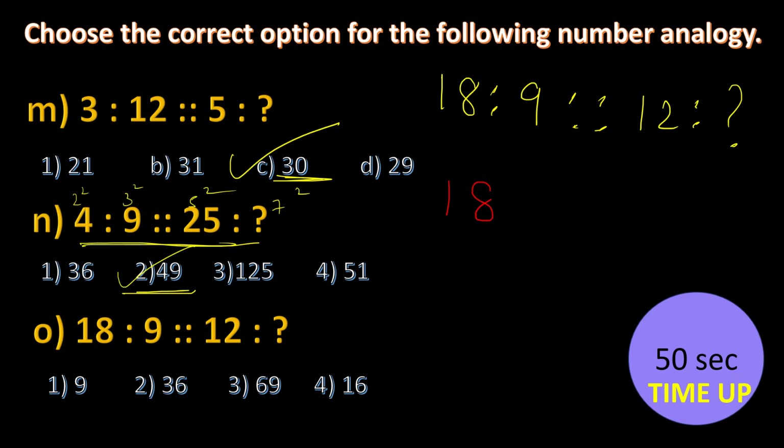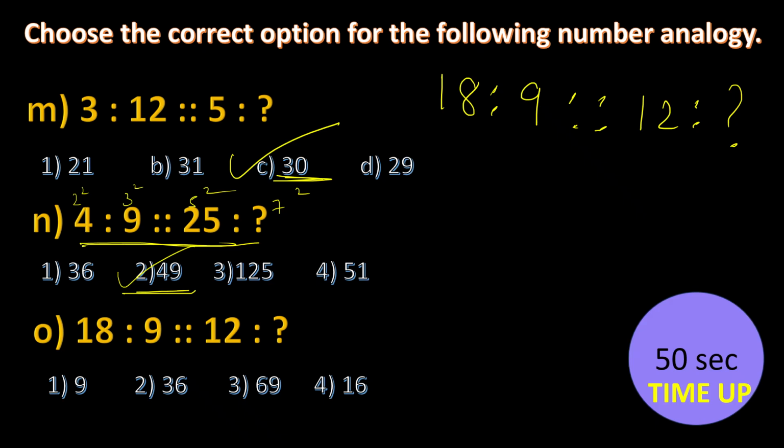18 square if you take, you will get 324. Okay, 18 square is 324. And when you add 3 plus 2 plus 4, you will get 9 as the answer. So that is why 18 is to 9 is given. That is the logic here. So similarly, what I need to do is 12 square I need to take and add those.